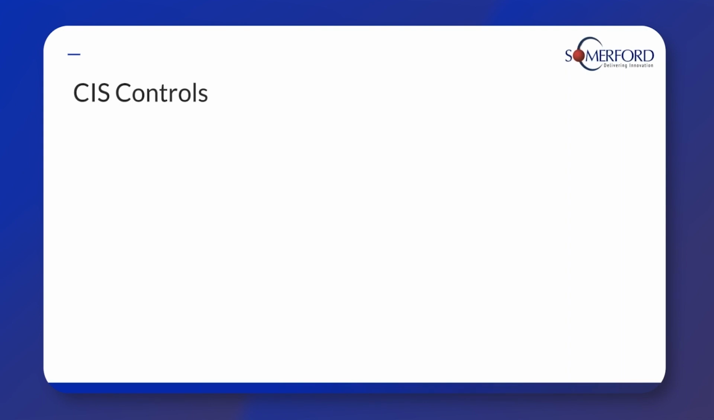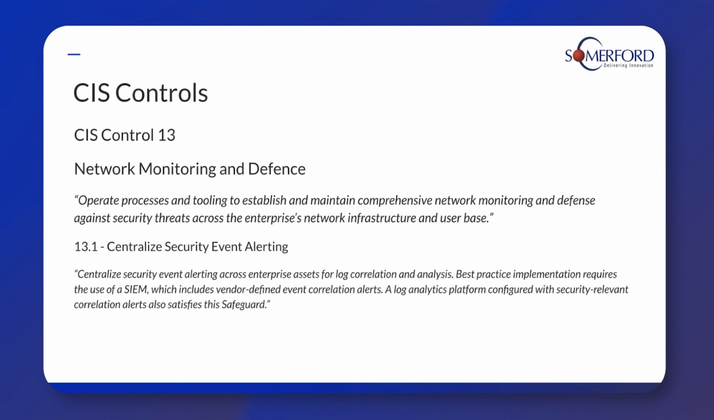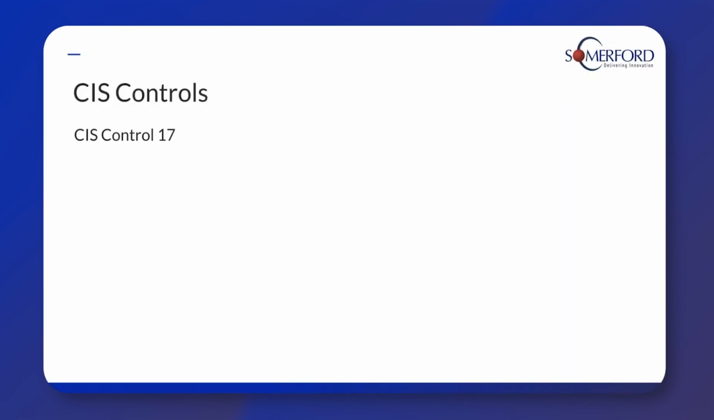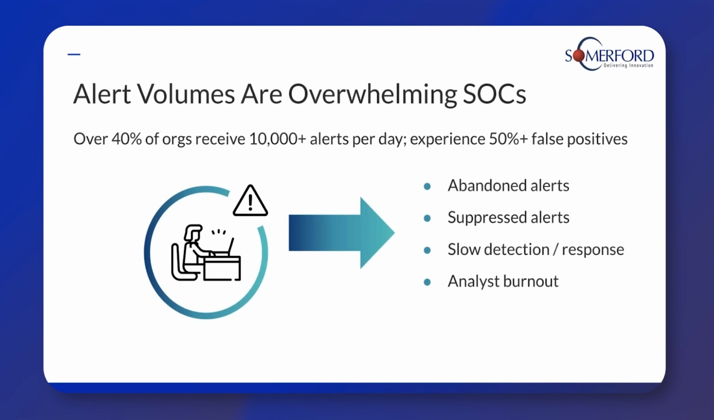So first off, let's look at the couple of CIS controls that are relevant here. So we've got CIS control 13, which is network monitoring and defense. Operate processes and tooling to establish and maintain comprehensive network monitoring and defense against security threats across the enterprise network infrastructure and user base. So really just having SIEM concepts in place. Centralized security event alerting, 13.1. So making sure that we have a SIEM and everything comes into one place. That's the basis of having a SIEM really. And then second, we've got CIS control 17, which is incident response management, being able to correlate information together to be able to detect and quickly respond to an attack and have more information at the fingertips. So that's the reasons for it, right?